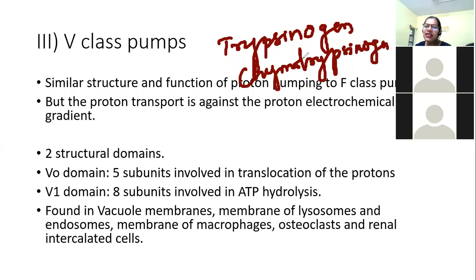So all these are present in the inactive form. Once the H plus ATPases decrease the pH of the stomach, these enzymes become active, from trypsinogen to trypsin, chymotrypsinogen to chymotrypsin. So they become active in order to carry out the protein degradation. Okay, good.